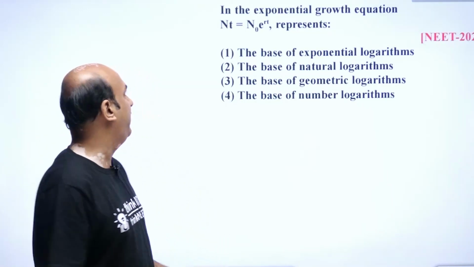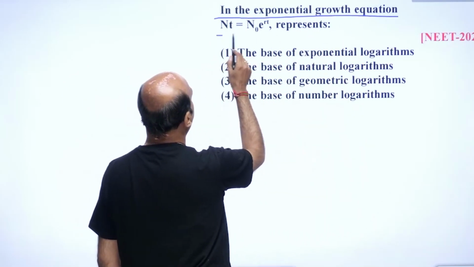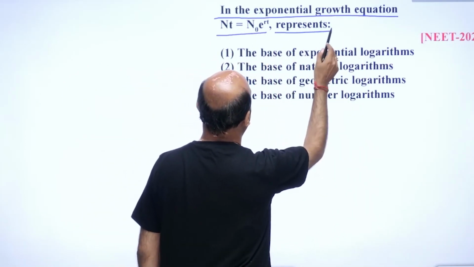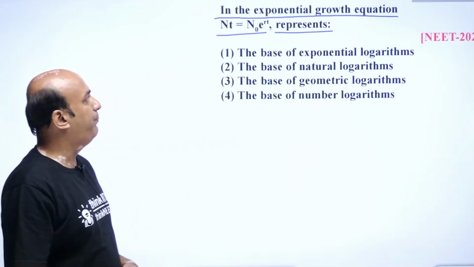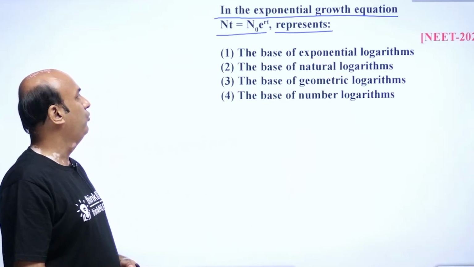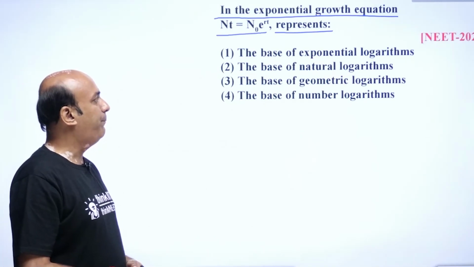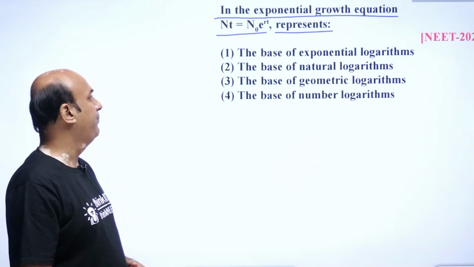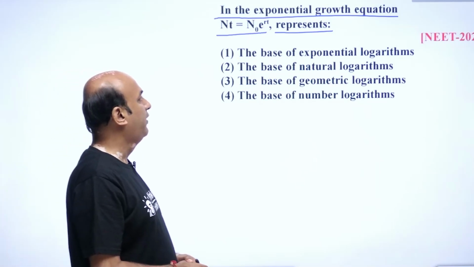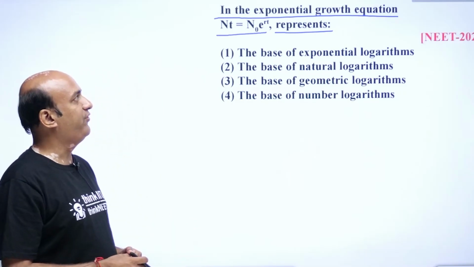Here the question is, in the exponential growth equation, Nt is equal to N0 e^rt, e represents: option number 1, the base of exponential logarithms; option number 2, the base of natural logarithms; option number 3, the base of geometric logarithm; and option number 4, the base of number logarithms. So students, which option is the correct one?